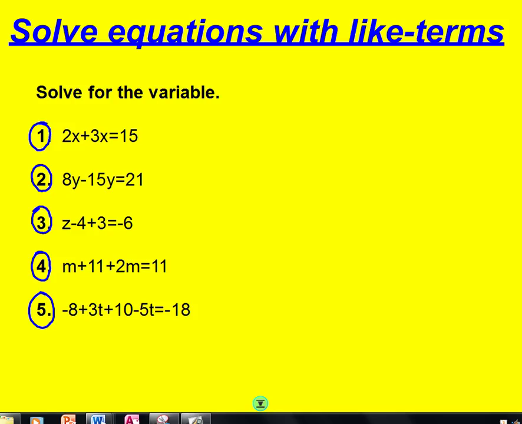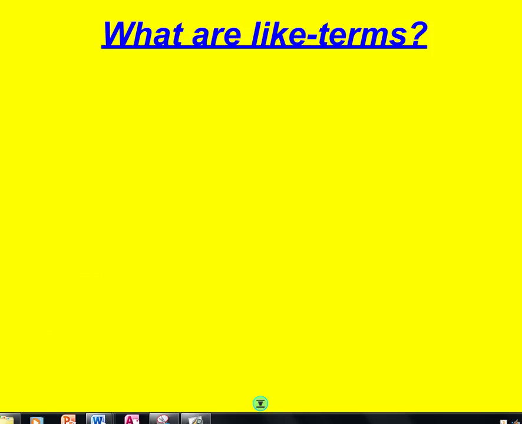So, I'm focusing on a very specific type of equation. It's equations with like terms. So we have to know what like terms are, and the best way to really understand what it is, it's helpful to see an example. So for my first example, I'm going to have 3a plus 2a.